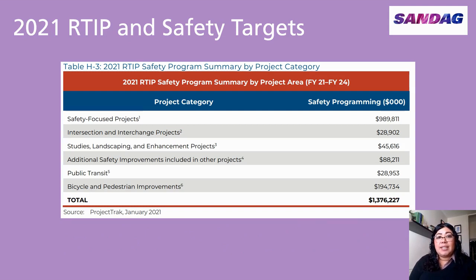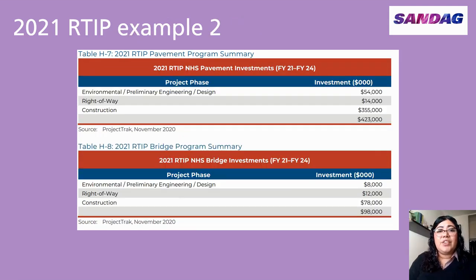The targets are listed in each regional plan. Each RTIP includes statistics about the program support of the targets. Here's an example from the 2021 RTIP and its support of safety targets. Here is another example from the 2021 RTIP on how this information is captured to demonstrate the NHS bridge and pavement investments.